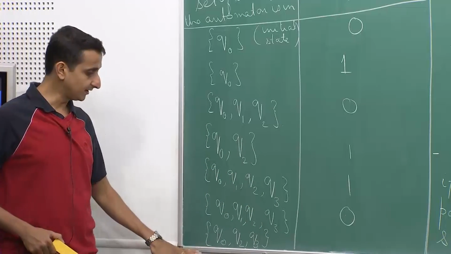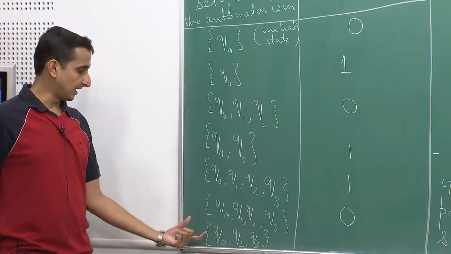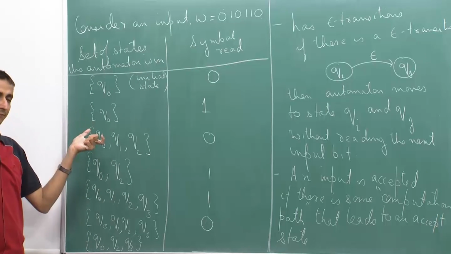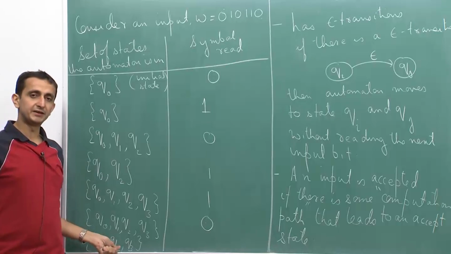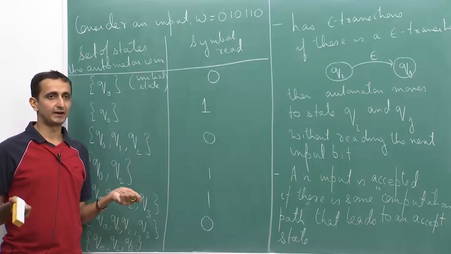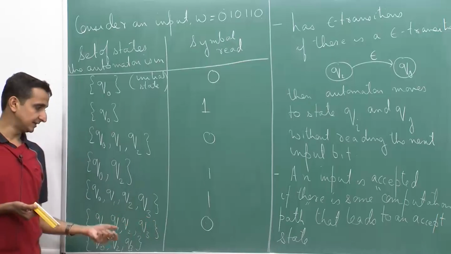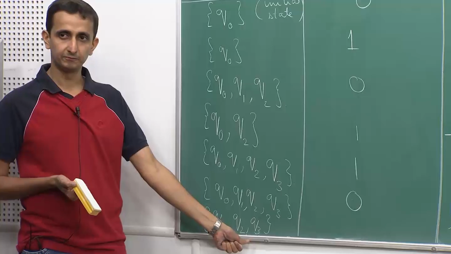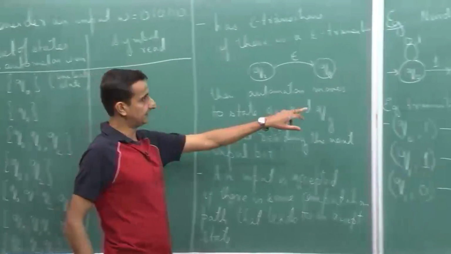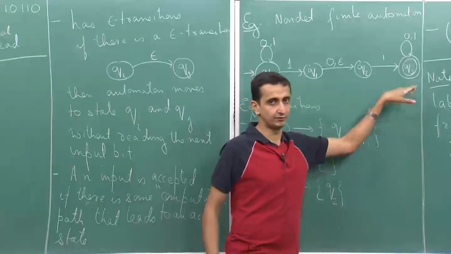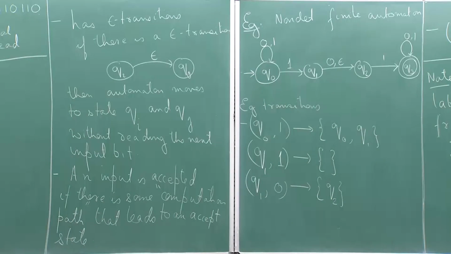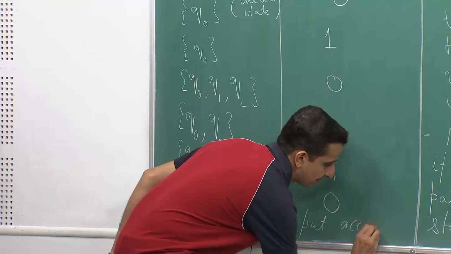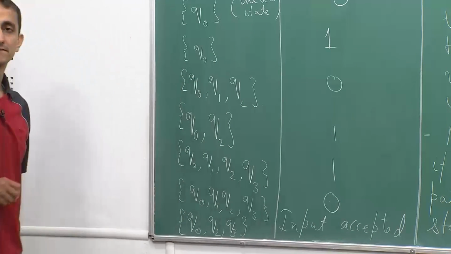These are the final set of states that the automaton is in, and now does this input get accepted or not? The condition for acceptance was that if there is one computation path that leads to an accept state, then we accept. Another way of stating it is: in this last set of states, is there an accept state present here? The answer is yes, because the only accept state in this NFA is Q3, and we have Q3 over here, which means that the input is accepted.